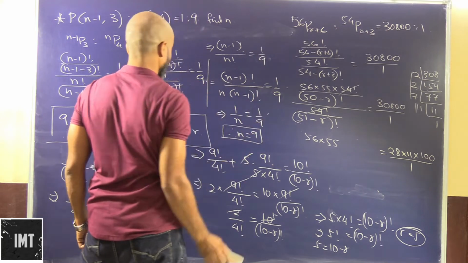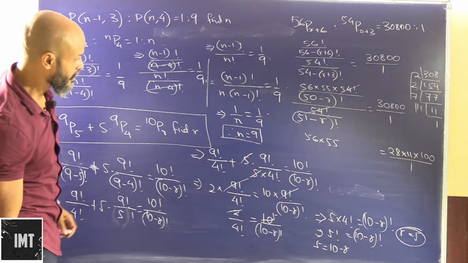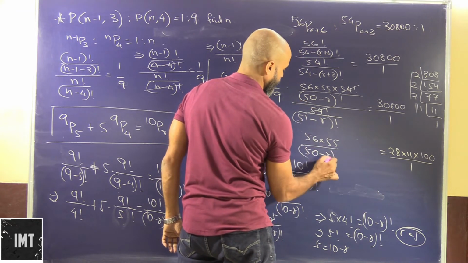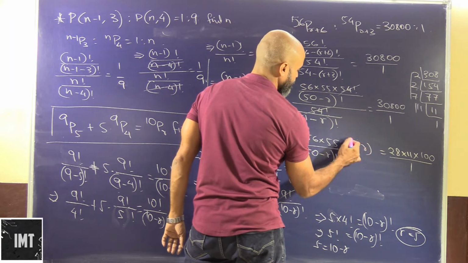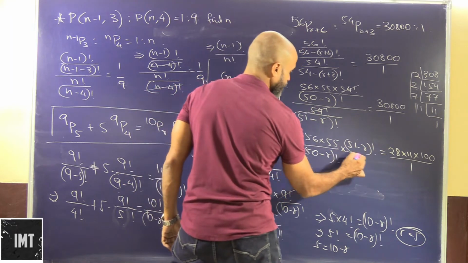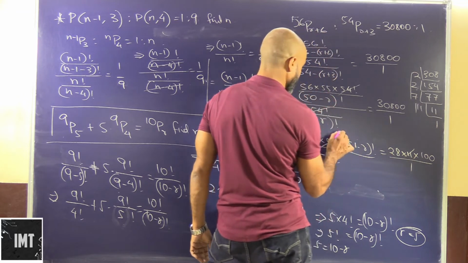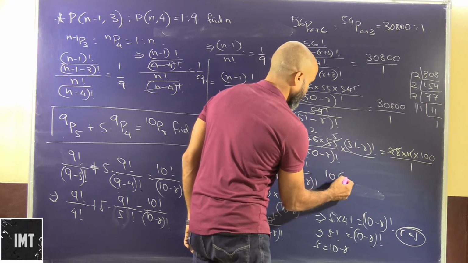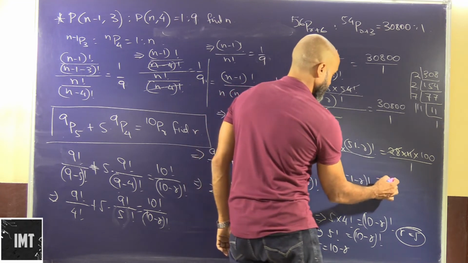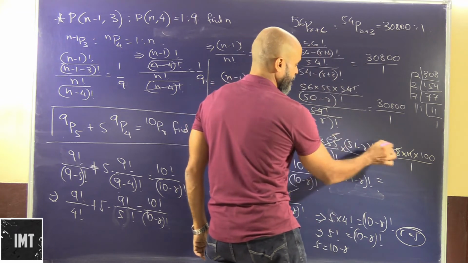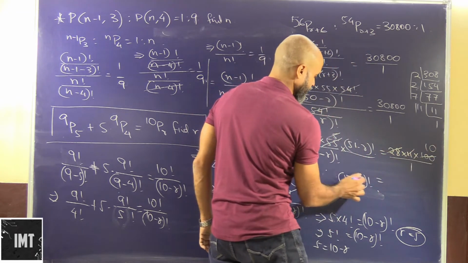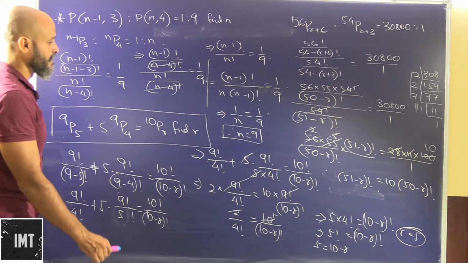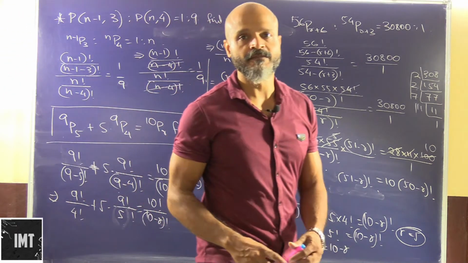I'm confused here. Let's rub this off. So here we have 56 into 55 upon 50 minus r factorial into 51 minus r factorial. 11 5s are 55, 28 2s are 56. So 10 into 51 minus r factorial, 2 5s are 10, so this gets cancelled by 10. So this will be 10 into 50 minus r factorial. I would need some space here, let me rub this off.